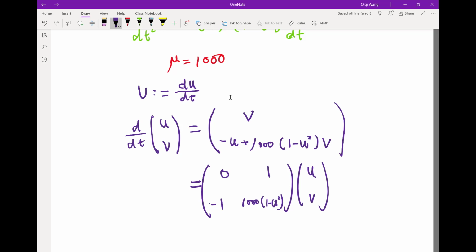All right. If you have MATLAB, you can use the eigenvalue function to try it on this matrix. If you don't have MATLAB, or you prefer hand calculations, you can also plug in some convenient values of u and hand calculate the eigenvalues. It's not that difficult. All right.